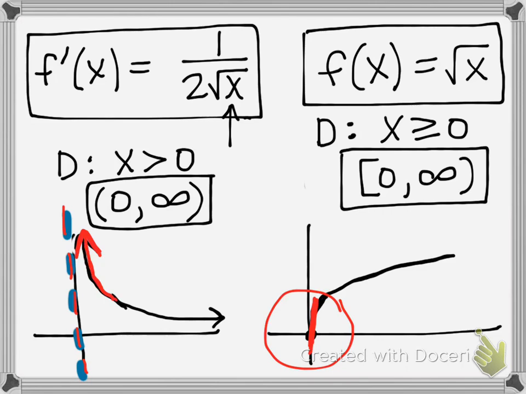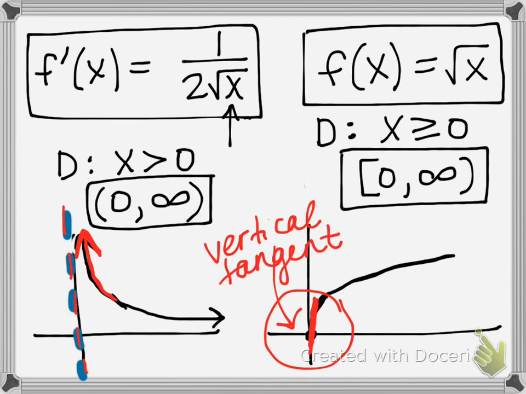And the derivative is undefined at 0, because what we have happening at the origin, that's important for you to note, is that we have what's called a vertical tangent. And whenever a graph has a vertical tangent line, that means that the slope is undefined, and that means that the derivative is undefined there as well.